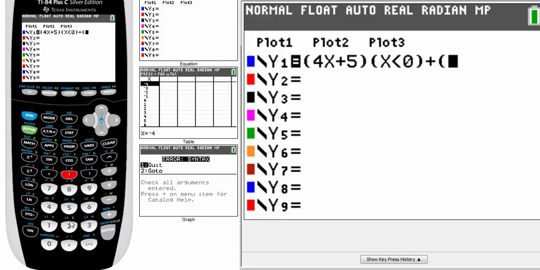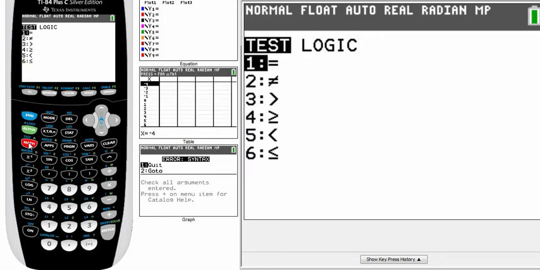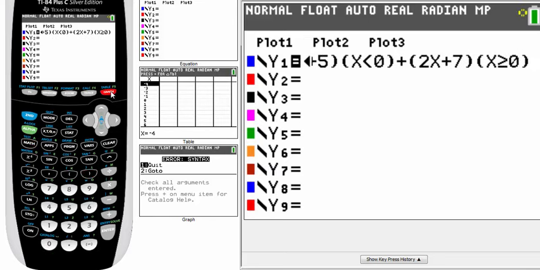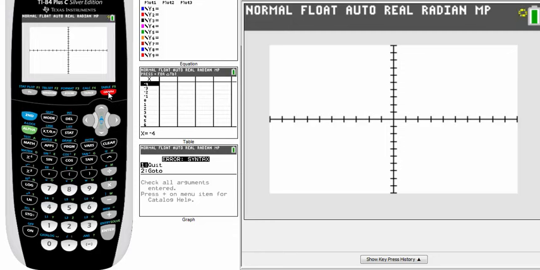So now I'll be adding 2x plus 7, which has to be in parentheses as well, close parentheses, and then I have to say x greater than or equal to 0. So that's under my second test. And then greater than or equal to is number 4, and that's x greater than or equal to 0. So let's go ahead and graph this and see what happens.